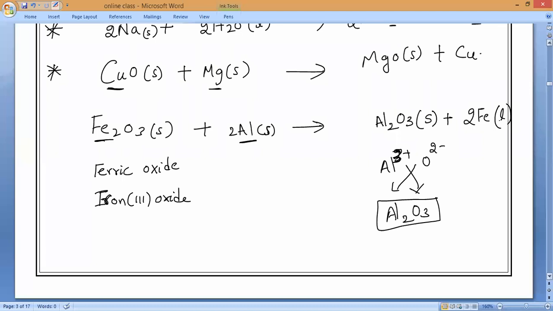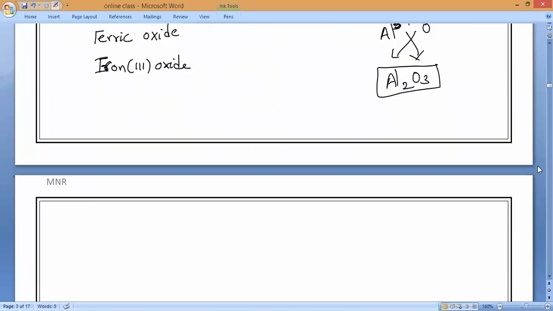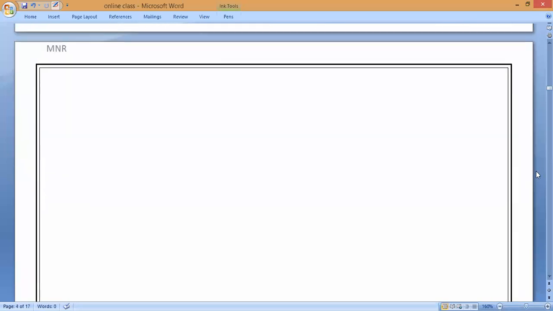In this thermite reaction, we are going to get iron. In which state, guys? Liquid. So this is called molten iron, we can say. So in this case, we are going to get large amount of heat. Understanding? So that is why this reaction is called thermite reaction. Very, very important one. Or we can say thermite welding.